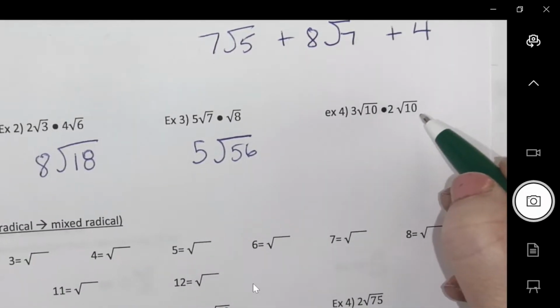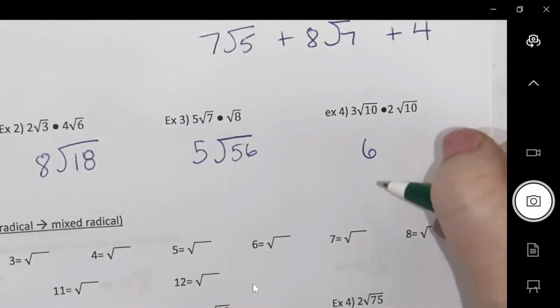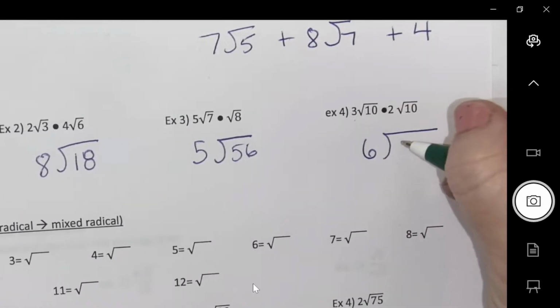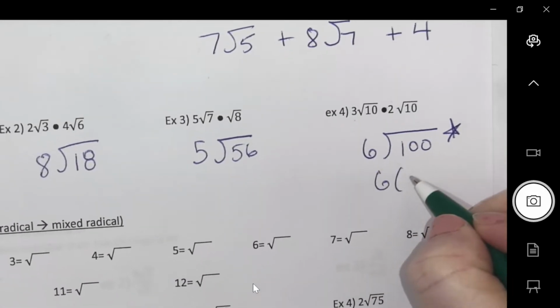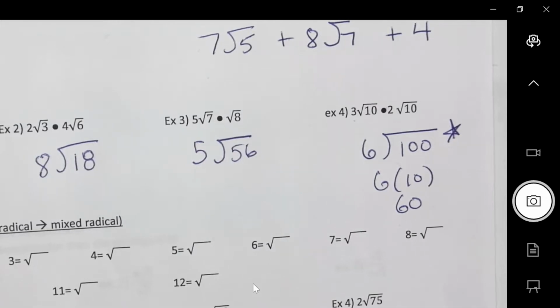Okay, number 4, whole number make 6. Root 10 make root 100. Okay, I'm not going to leave that though. There's something I can just do with that. What is the square root of 100? 10. So now that would turn into a 60.